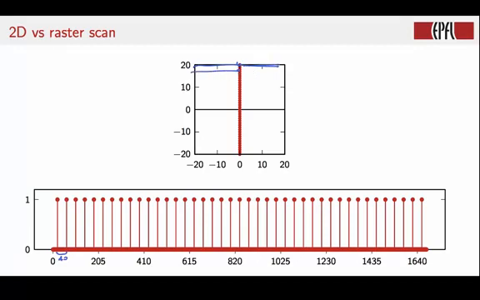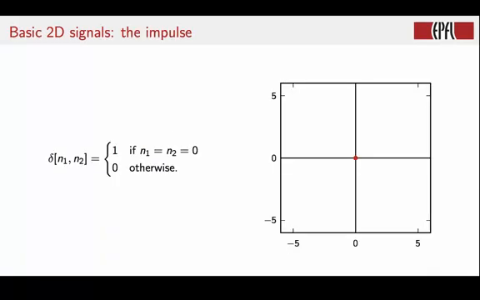This simple example should convince you that a full 2D representation is necessary to best describe and interpret an image signal. Just like we did for the 1D case, here are some basic signals. The first one we have already seen in passing is the delta, the impulse, which is 0 everywhere except in the origin, where it is equal to 1. And the support representation is like so.